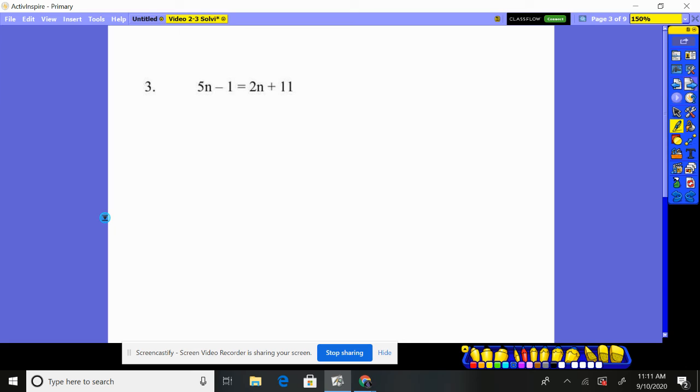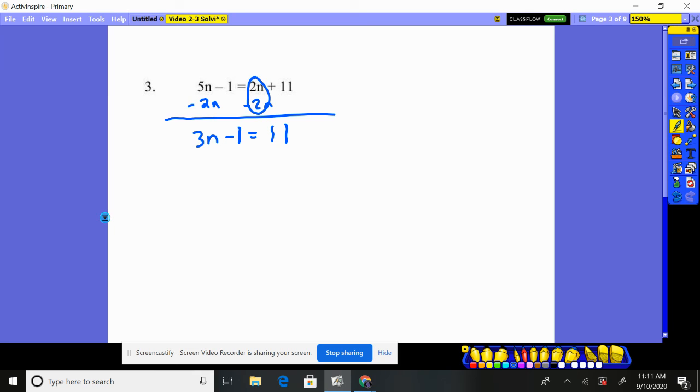Number 3, 5n minus 1 equals 2n plus 11. So I'm going to move my variables because I have 5n to the left. I have 2n to the right. So let's move the 2n over. So I'm going to subtract 2n from both sides, show my work that I'm taking it away from both sides. That gives me 3n. Take away the number 1 equals, the variables are all gone there, and I'm just left with the number 11.